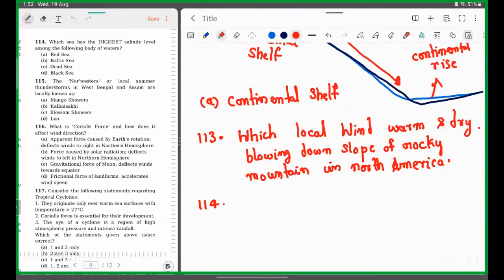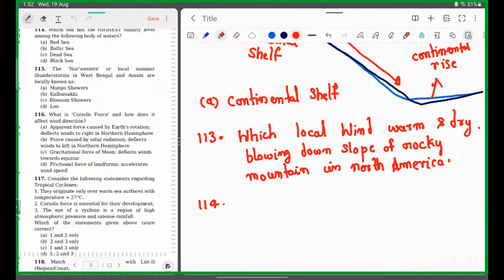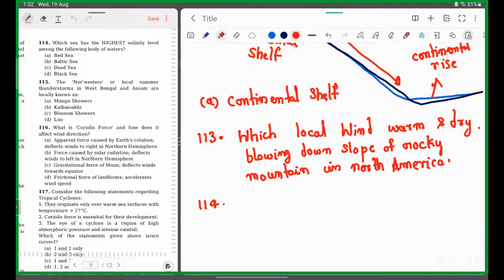Let's come to question number 114. Which sea has the highest salinity level among the following bodies of water? You must have heard about the Dead Sea, because whoever tried to swim in that sea started to float.